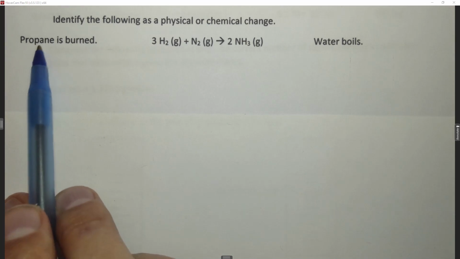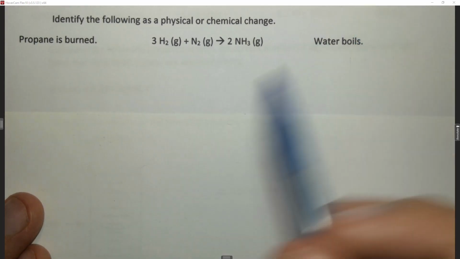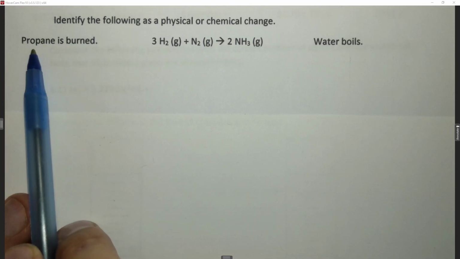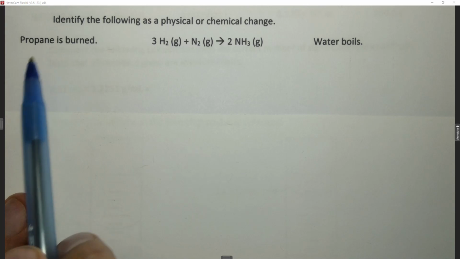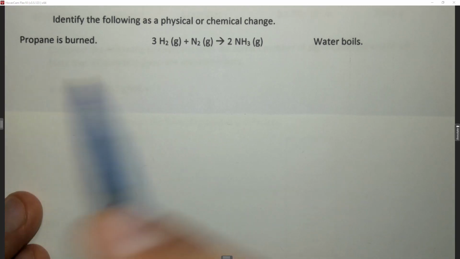Well, when propane is burned, propane is C3H8, it's burned in the presence of oxygen, it forms carbon dioxide and water. So we turn the propane, C3H8, into carbon dioxide and water in the presence of oxygen. That's a chemical change. It's not propane anymore. So this is a chemical change.